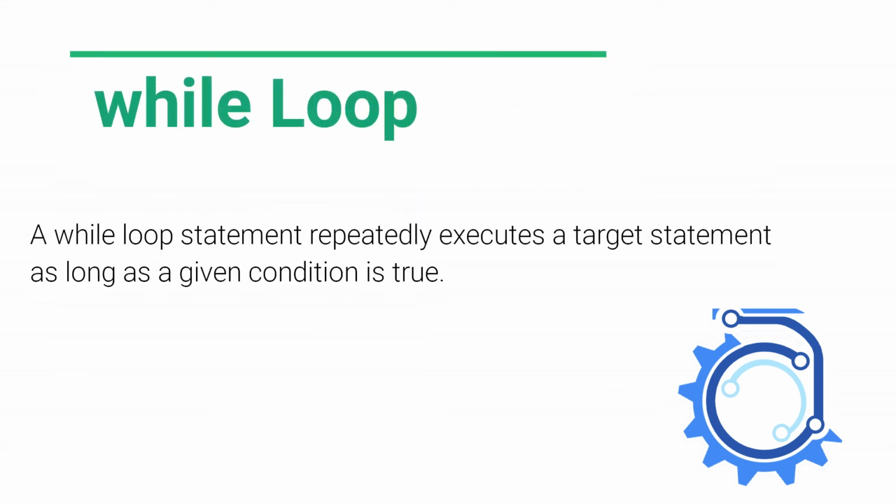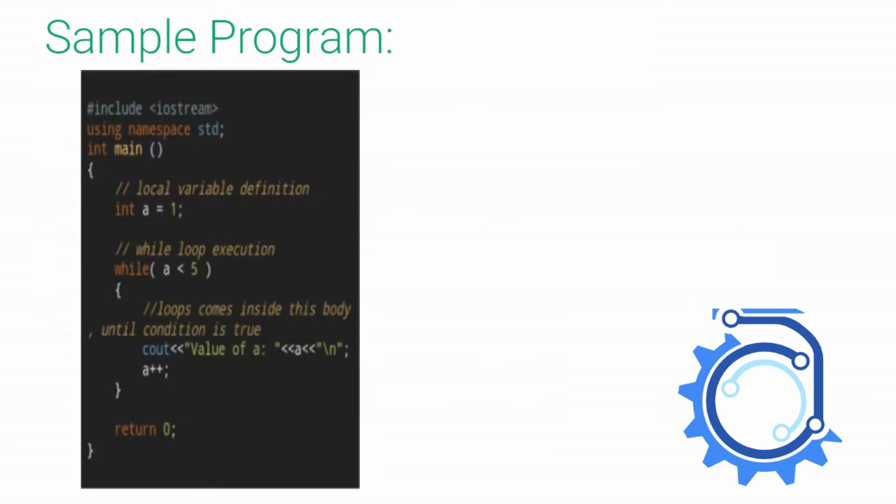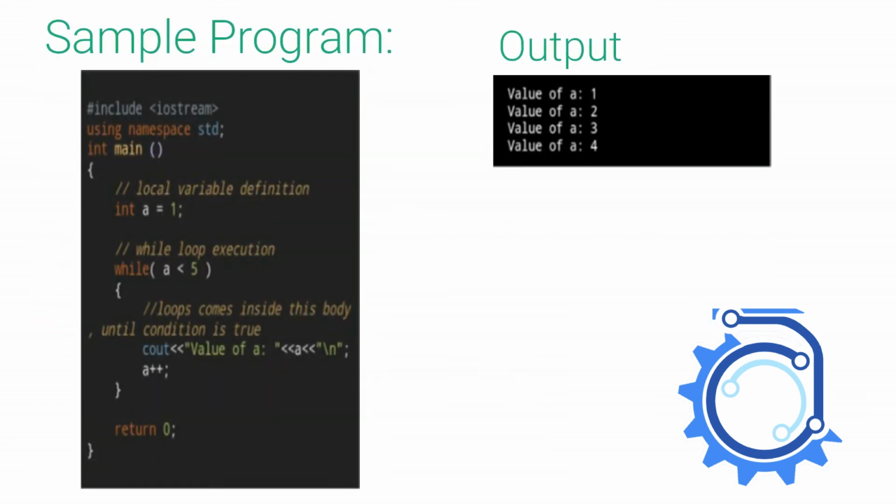While loop. A while loop statement repeatedly executes a target statement as long as a given condition is true. This is the syntax, and this is the sample program, while loop.